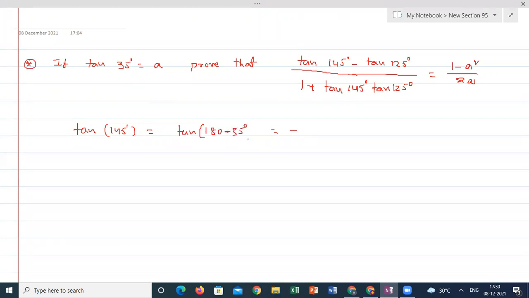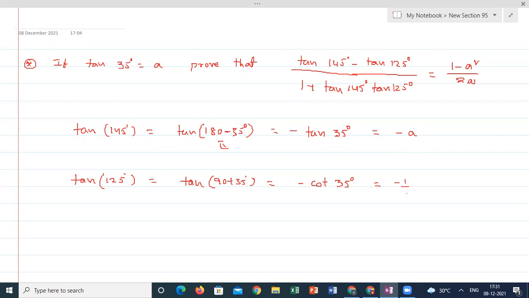Now tell me. So this can be written as tan 35 minus tan 35, because it is in the second quadrant. 180 will give the same ratio. In the second quadrant tan is negative. Same as tan of 125 degrees, I am writing as tan of 90 plus 35, which will give minus cot 35. Hope you understand these two steps. These two steps are the key for this question. This will give minus a, this will give minus 1 by a.